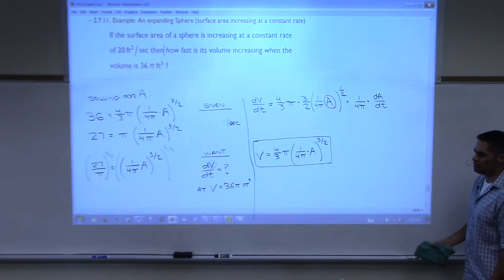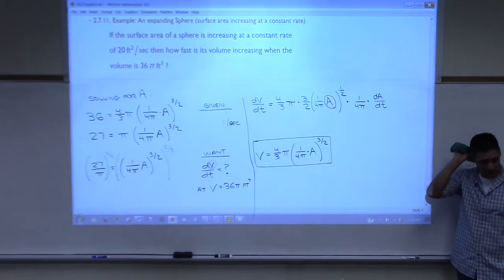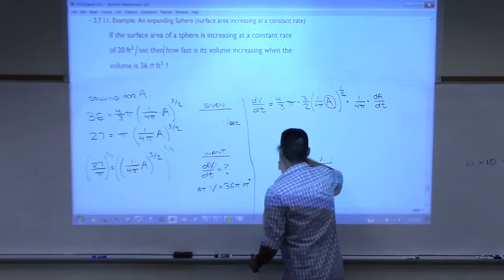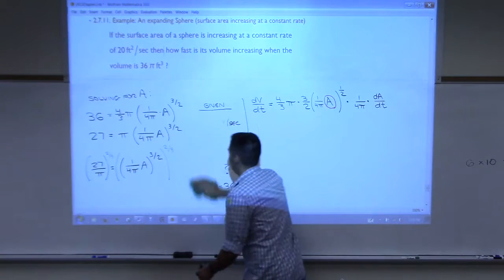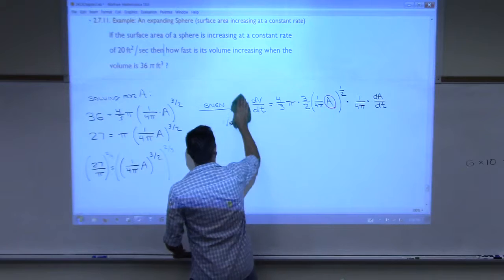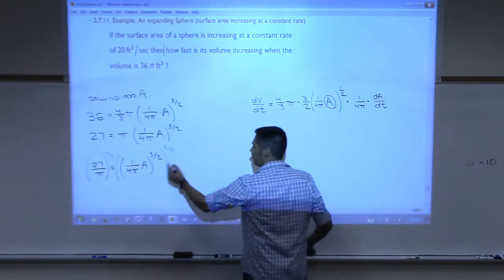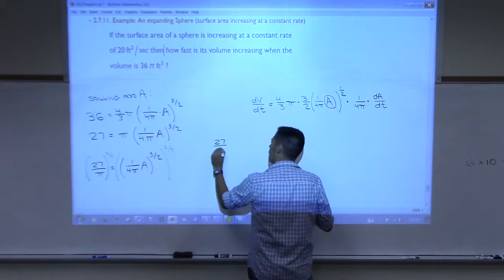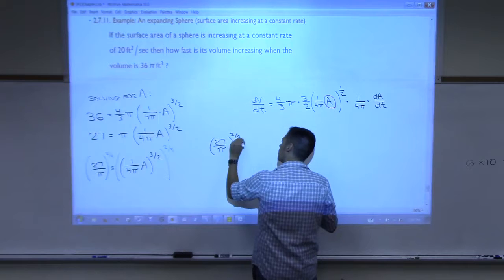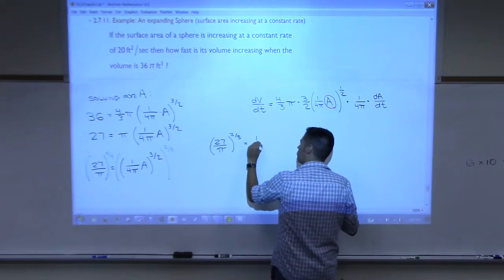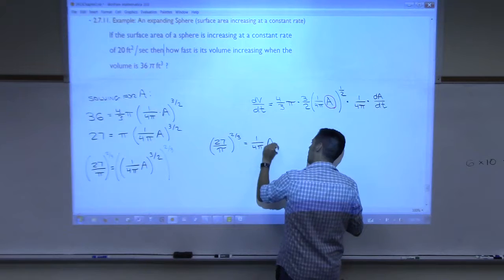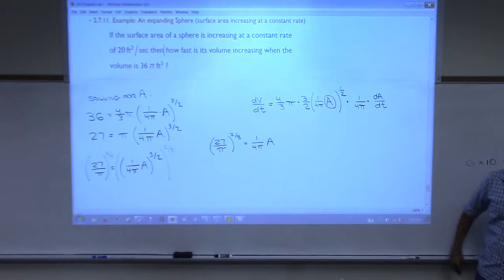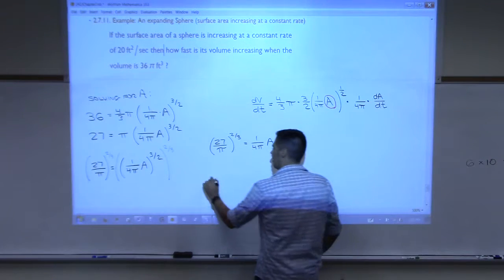I realize that this is somewhat ugly the first time you're seeing it. Keep going here. I'm just going to erase all this. Okay. So the left side is now 27 over pi to the 2/3 equals the right side, which is just 1 over 4 pi times A. I can multiply by 4 pi on both sides, right? That would work. Multiply by 4 pi.